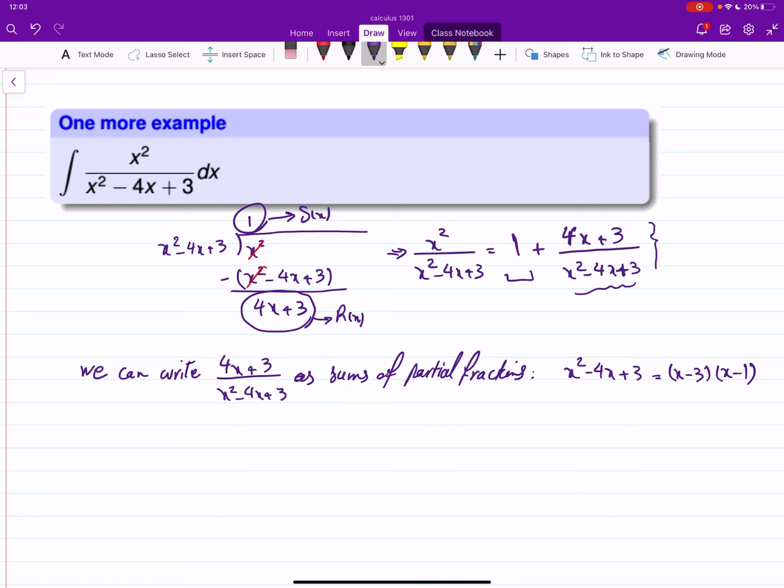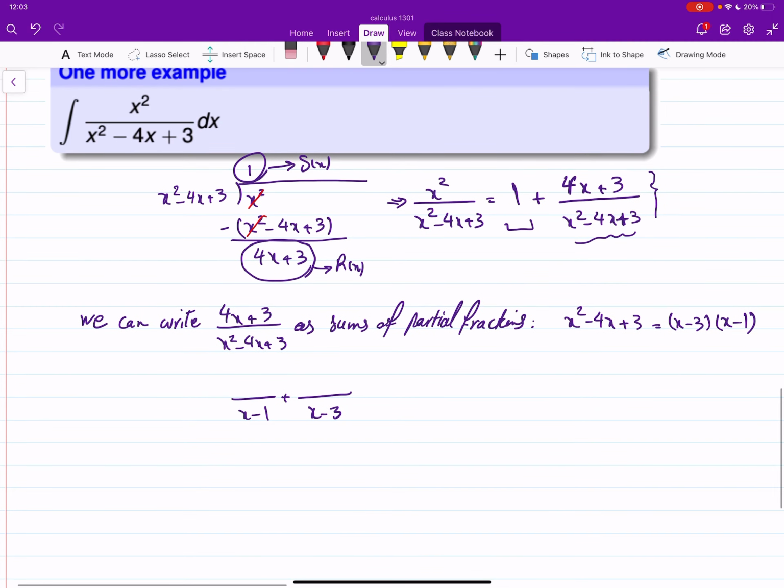So that means that our partial fractions, one is going to have x minus 1, the other one x minus 3 in the denominator. And these are going to add up to x squared minus 4x plus 3. Don't confuse it with this one. We are now working with this guy here. The degree of the numerator must be less than the degree of the denominator.